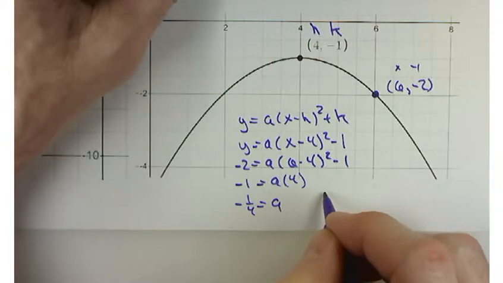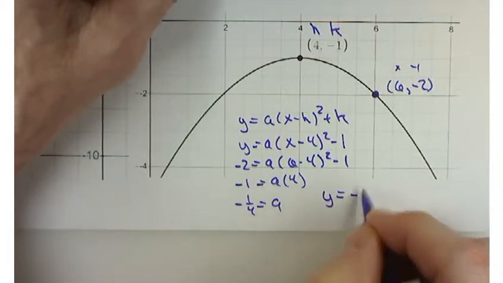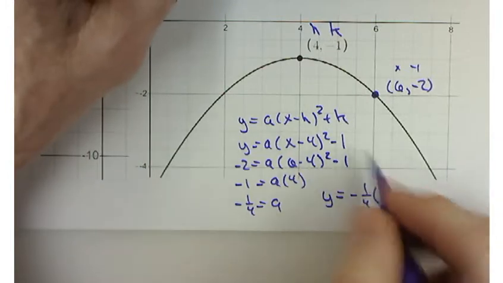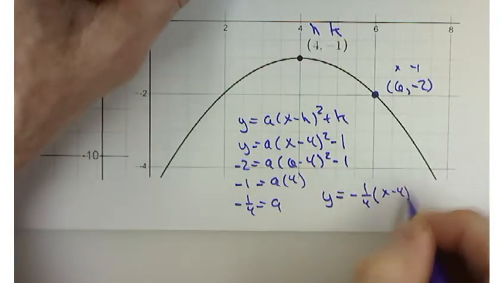Overall, my equation looks like this. Y equals negative 1/4 times x minus 4 squared minus 1.